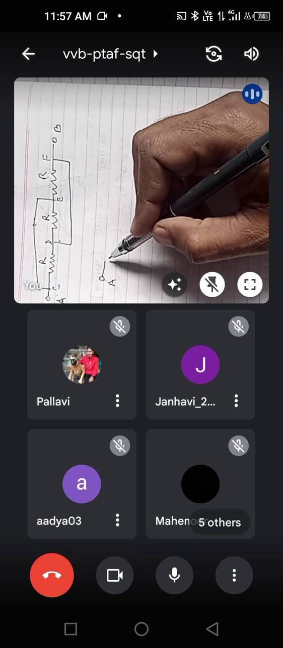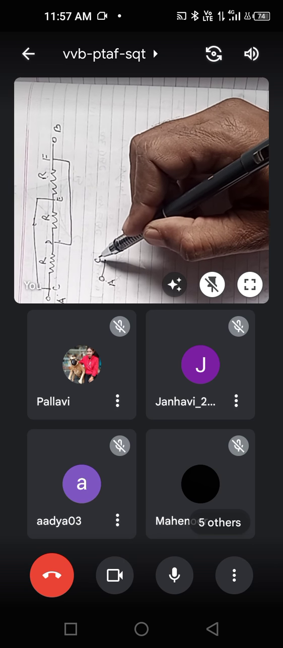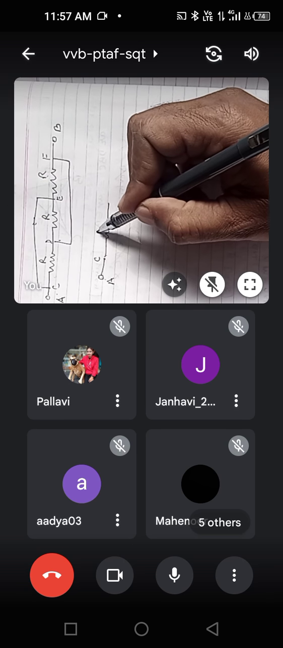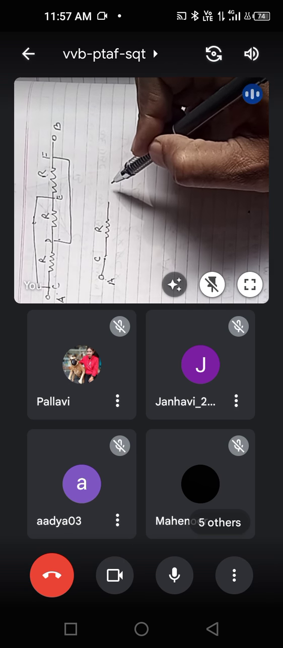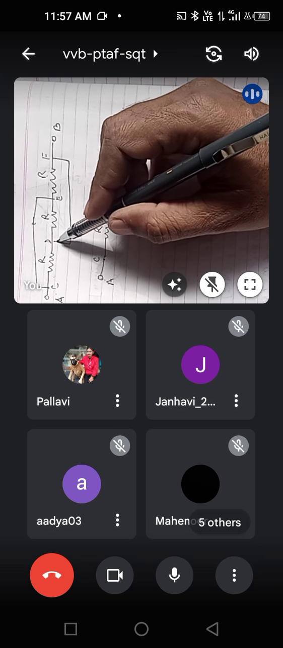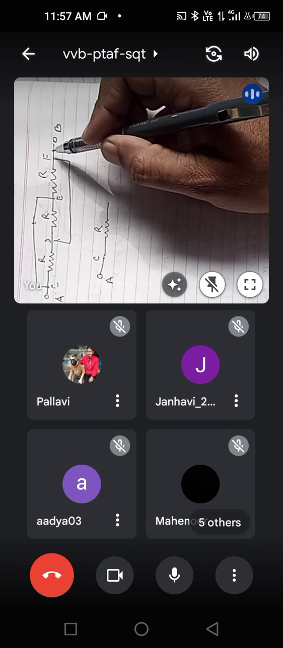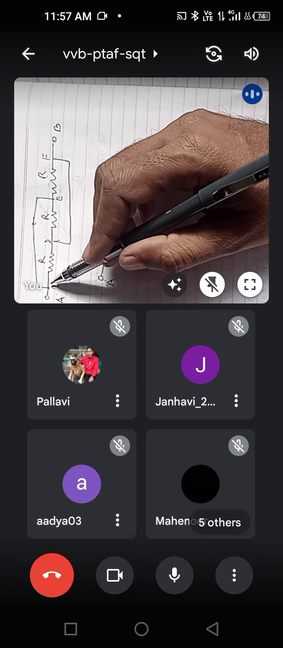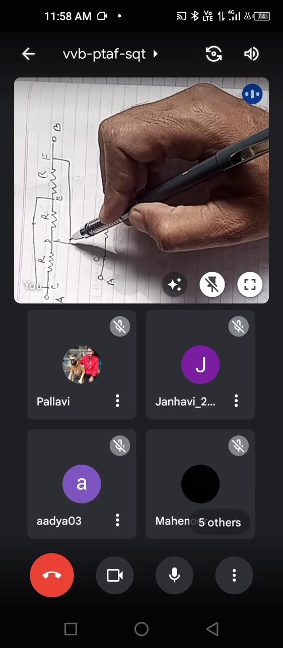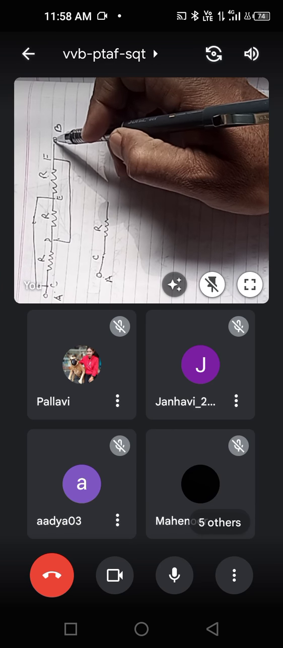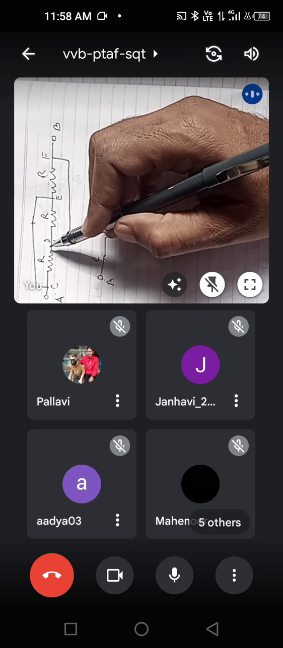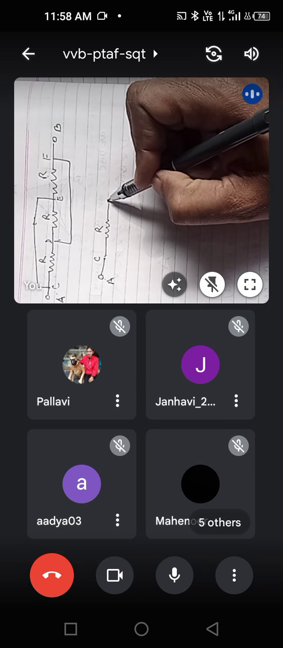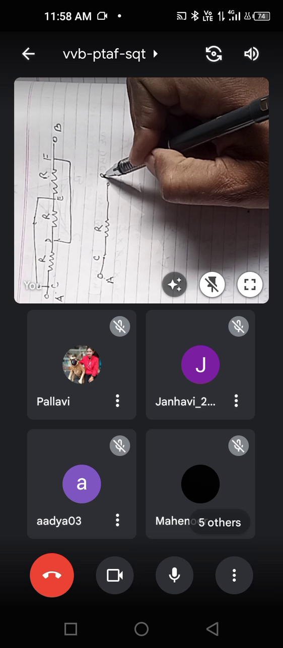So here you start from C, then you go further, there's one resistance R, and then you reach this point D, because this is connected with B. The current goes from C to D, and D is directly connected to B. That means the current will flow in this direction between A and B. Got it?